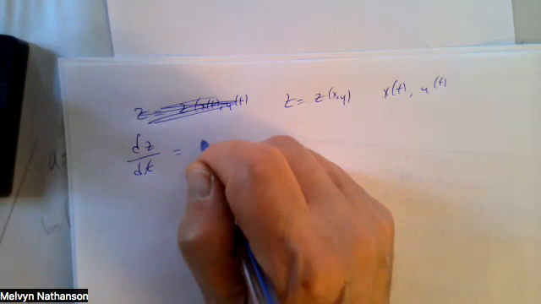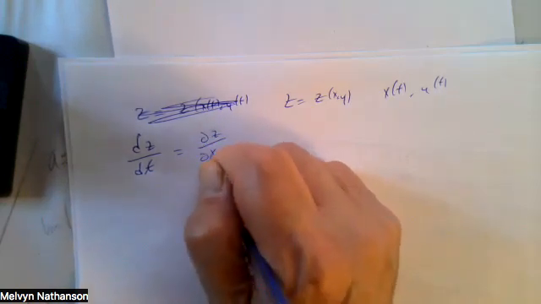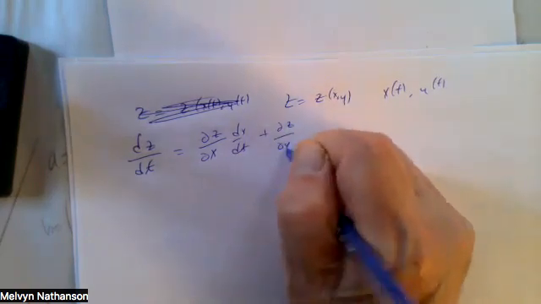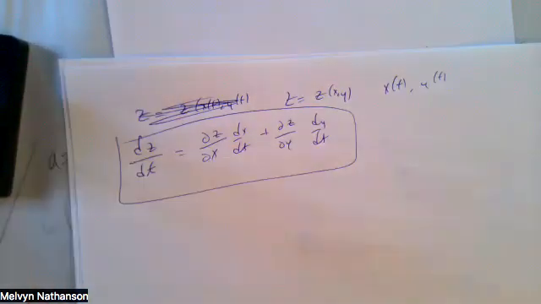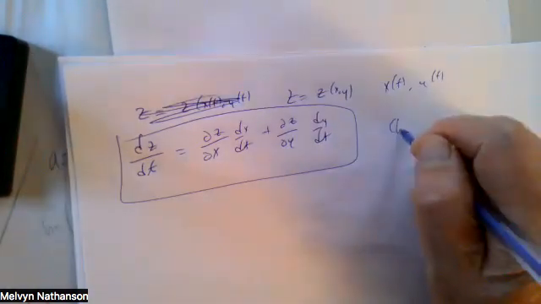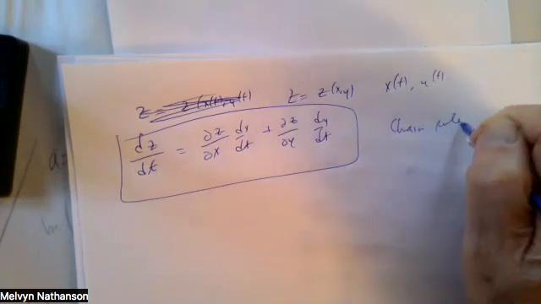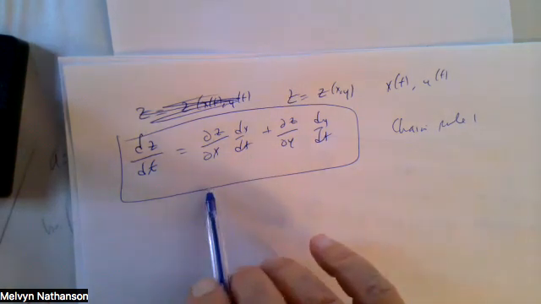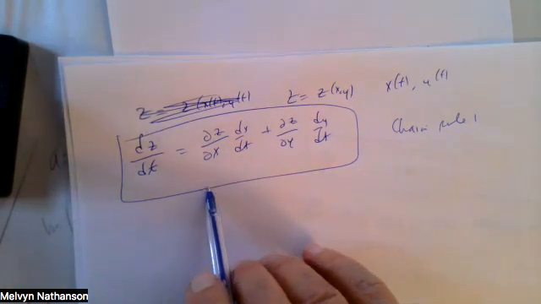But the chain rule says this is the partial of z with respect to x, dx dt, plus the partial of z with respect to y, dy dt. So in more advanced calculus, one proves this, but it has to be much more advanced calculus. And that is the chain rule. Well, chain rule 1, because it's the first example of a chain rule.